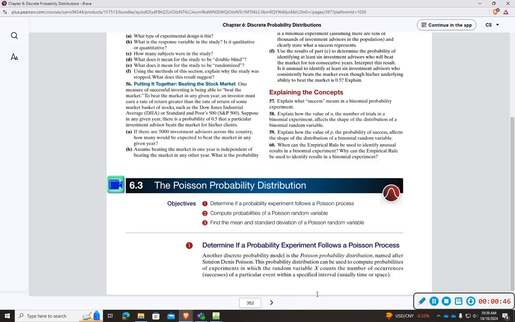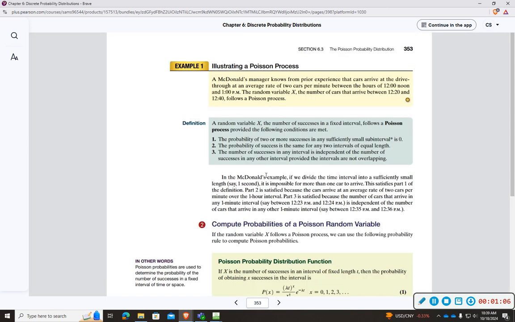This probability distribution can be used to compute probabilities of experiments in which the random variable x counts the number of occurrences or successes for a particular event within a specified interval. Okay, usually a time or space. Okay, so that's the Poisson process.